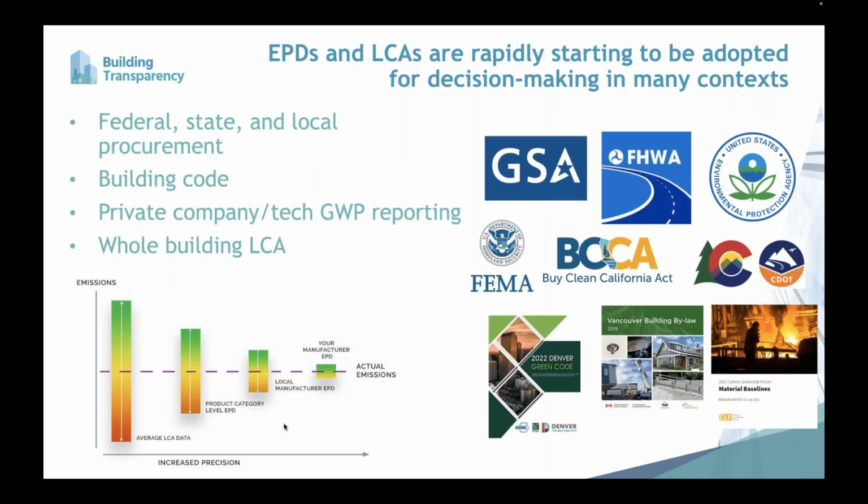There we go. So as Terry mentioned, we're seeing more and more policies adopting EPDs in decision making. It's happening at all the different levels of government. It's also happening in the private sector. And we're also seeing a move to whole building life cycle assessment policies where that generic data also becomes important. Sorry, the slides are being a little laggy on me.